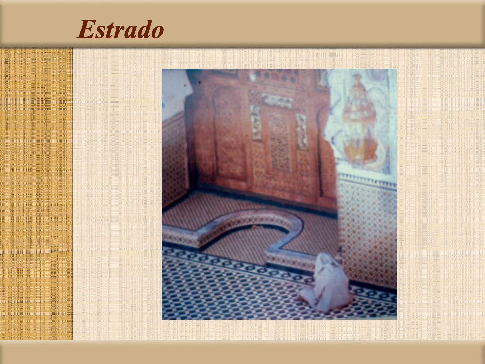On this slide, you can see an image of that estrado, just like we saw in the throne room before. This is the platform or stage of sorts. This one is serving as some type of altar or prayer space, but it really just means that the floor is raised in that area.